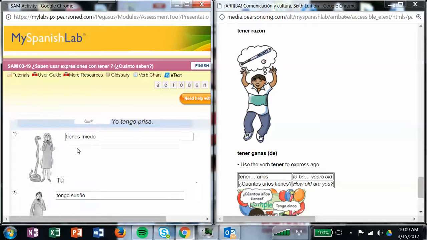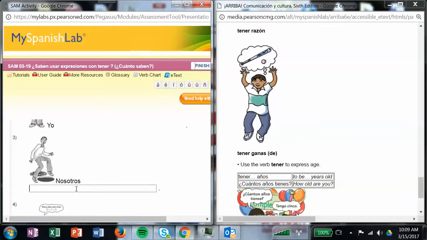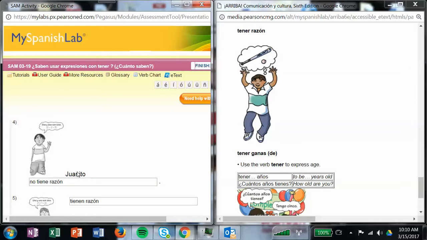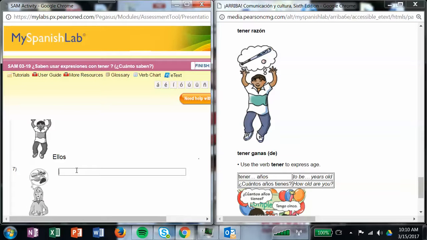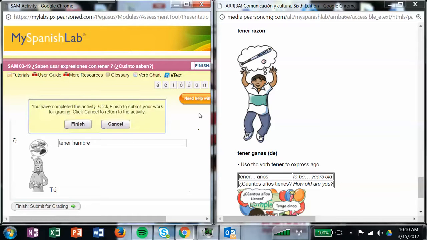Also remember, when you do this and you're having trouble, that when you complete the assignment, it'll give you a little bubble. So I'm just going to put the verbs for these and not actually conjugate them. Tener cuidado, so you can see what I'm talking about, and tener hambre. Okay, so now I'm going to finish and submit for grading.